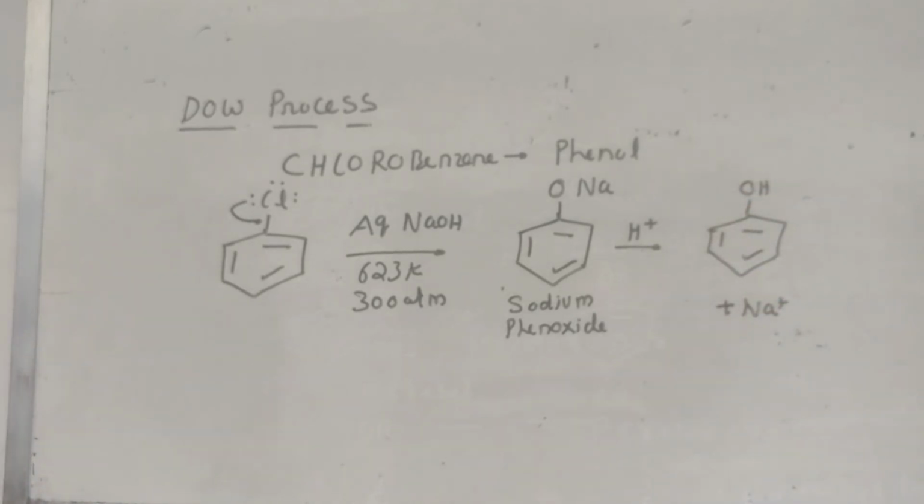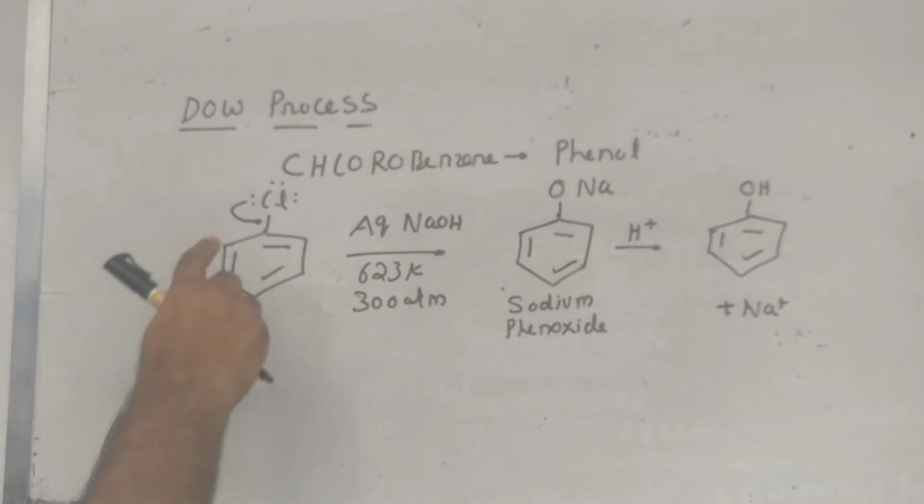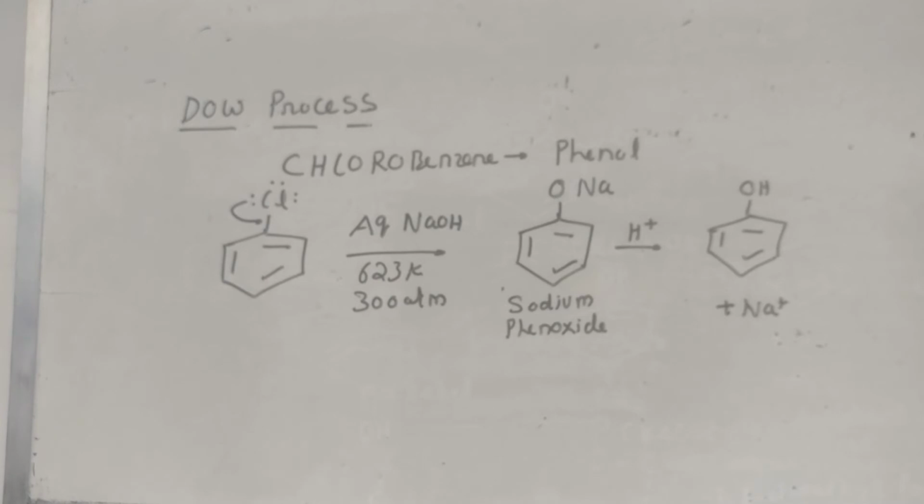The name of the reaction is called Dow's process. It is an example of a simple nucleophilic substitution reaction. Cl minus, a nucleophile, is replaced by another nucleophile, OH minus, coming from NaOH. And why is the reaction done under such high temperature and high pressure? Because we have to break this carbon-chlorine bond, which due to resonance has got partial double bond character. So this was the first method of converting chlorobenzene to phenol.